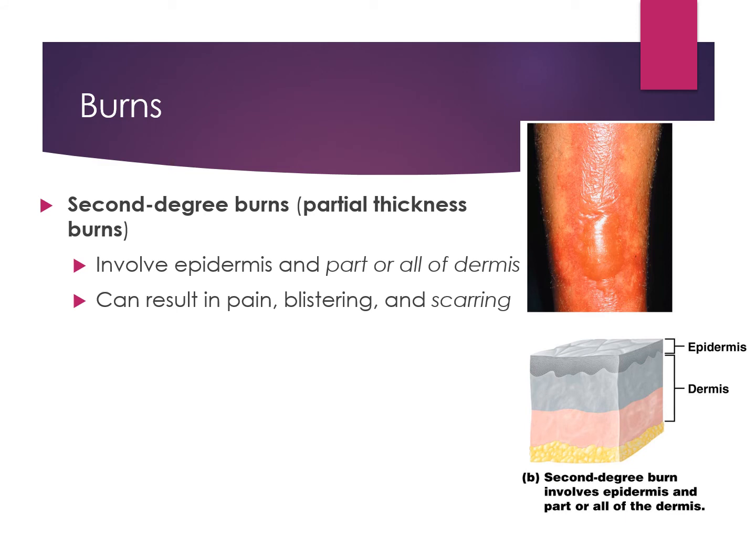A second-degree burn is characterized by the formation of pain, blistering, and some scarring. Second-degree burns are called partial thickness burns, and they involve the epidermis and part or all of the dermis. So in this image here, you can see the epidermis has been colored gray and part of the dermis has also been colored gray. That's how you know this is a second degree or a partial thickness burn.